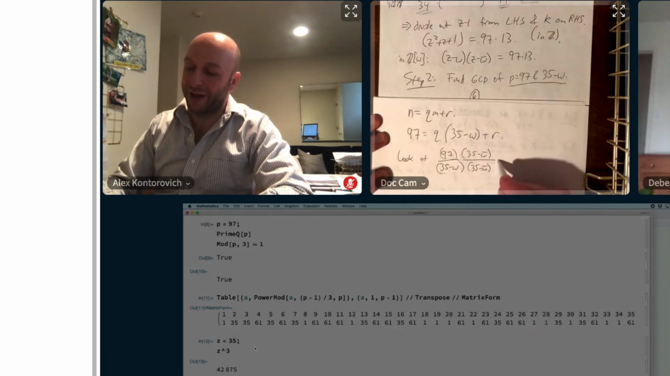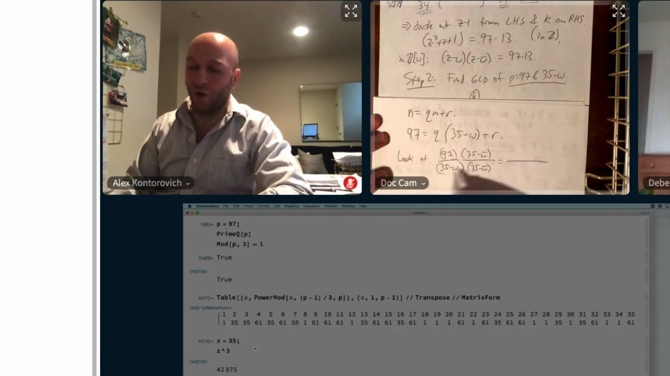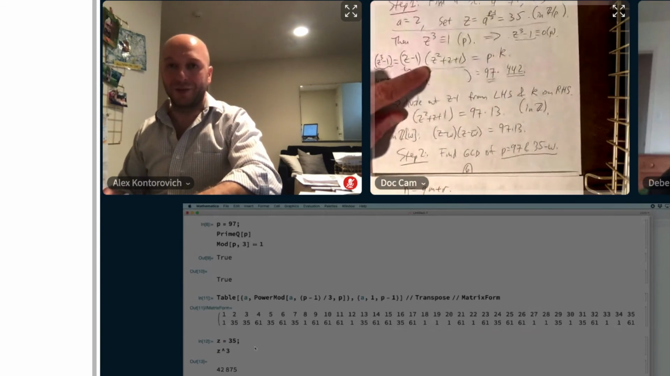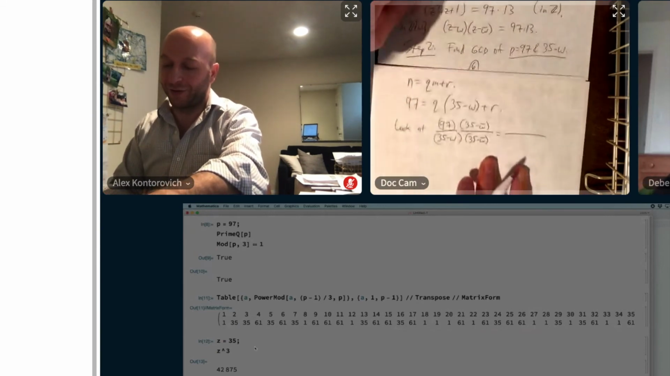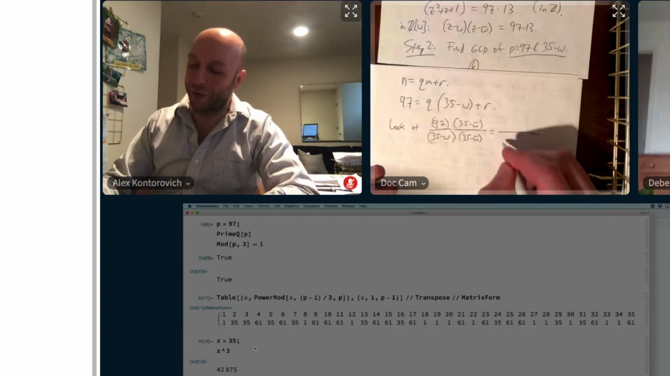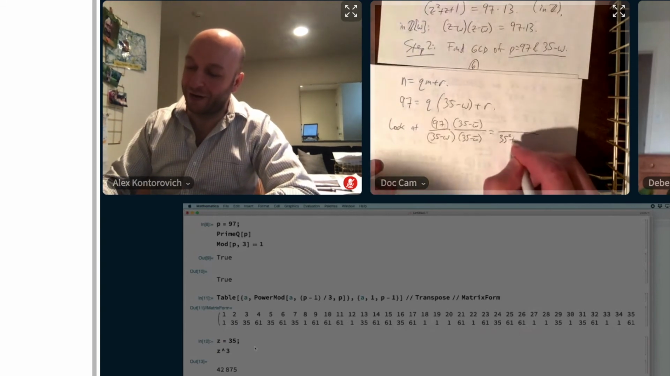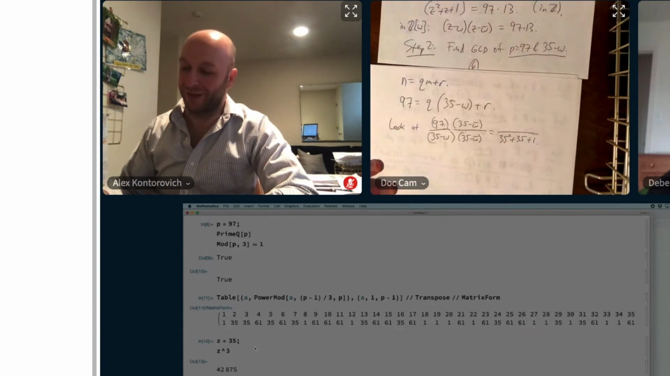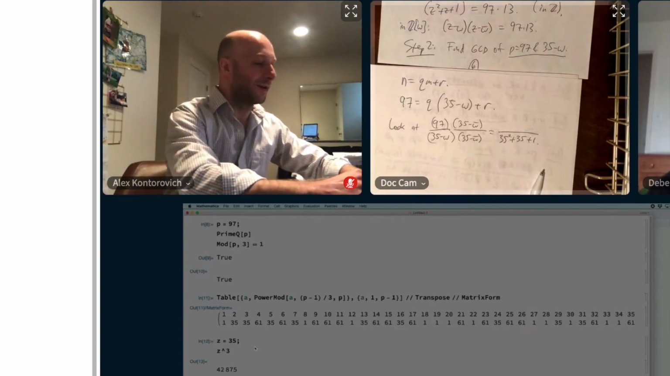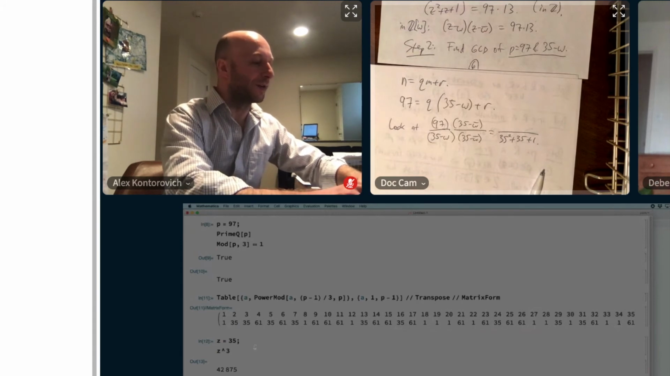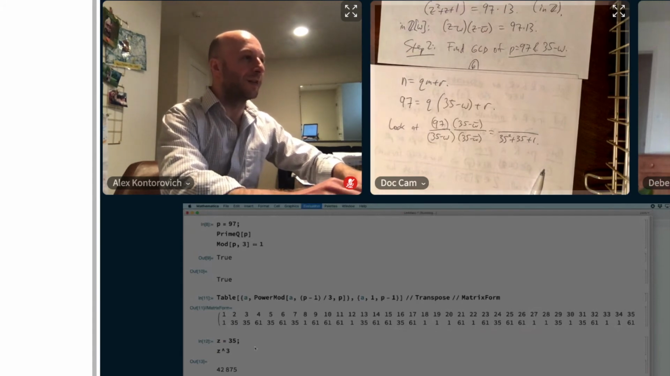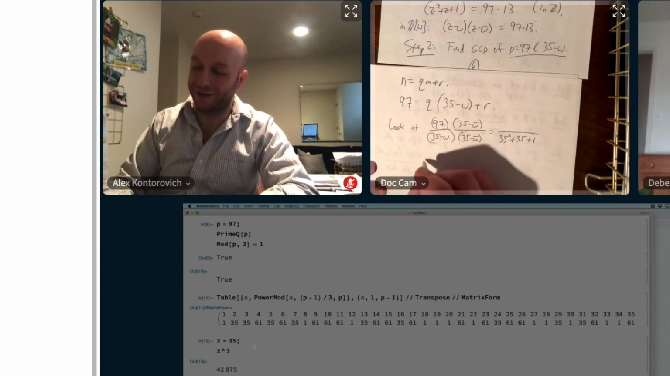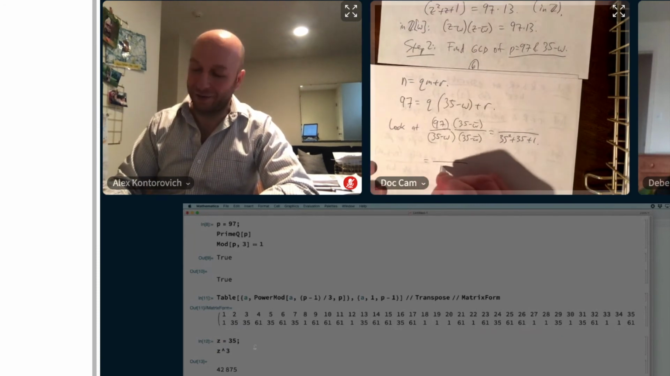Now 35 minus omega, we already know what the norm is because it's z squared plus z plus 1. Actually, we don't know, do we? But we know that it's going to be 35 squared plus 35 plus 1, which is 1261, in case you were curious. So that's the denominator, 1261.